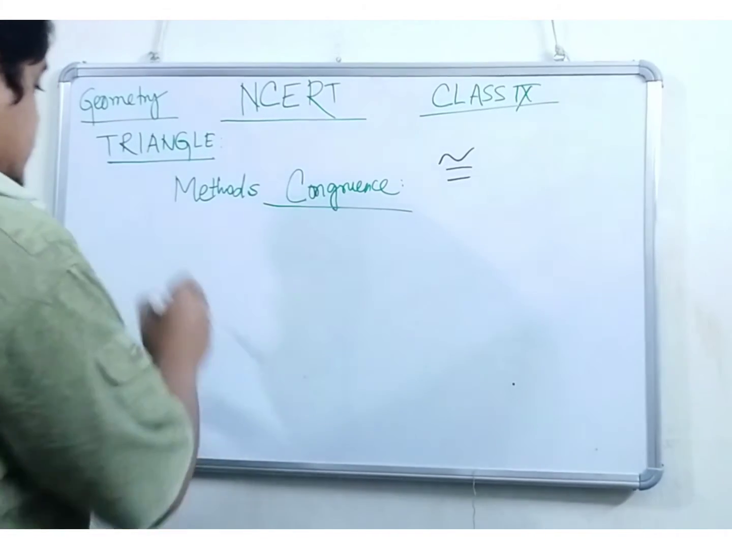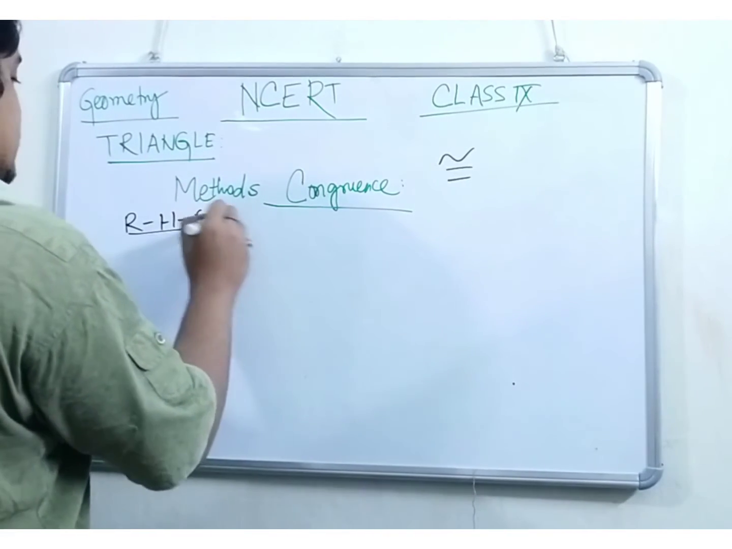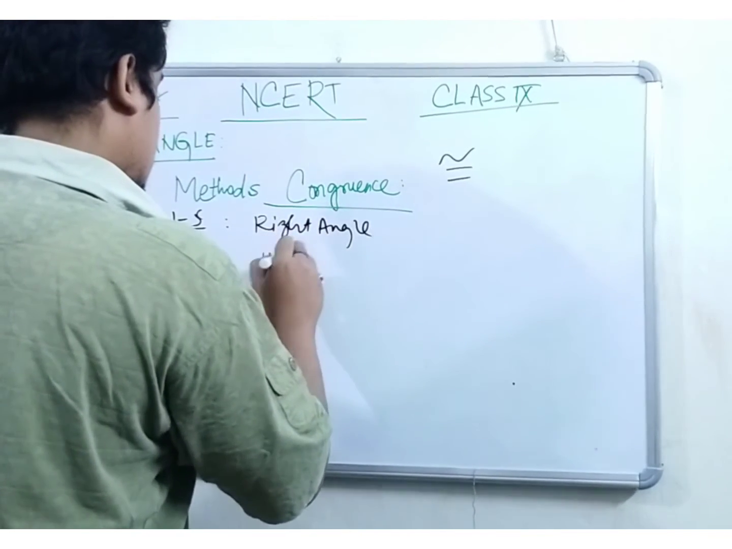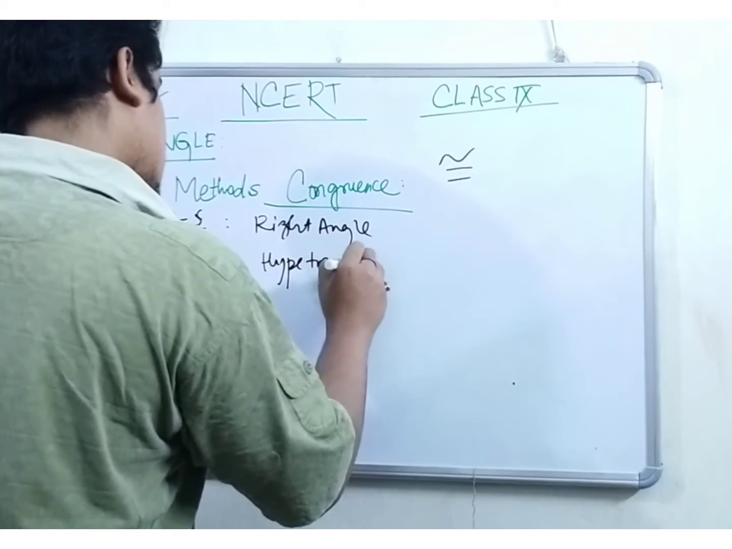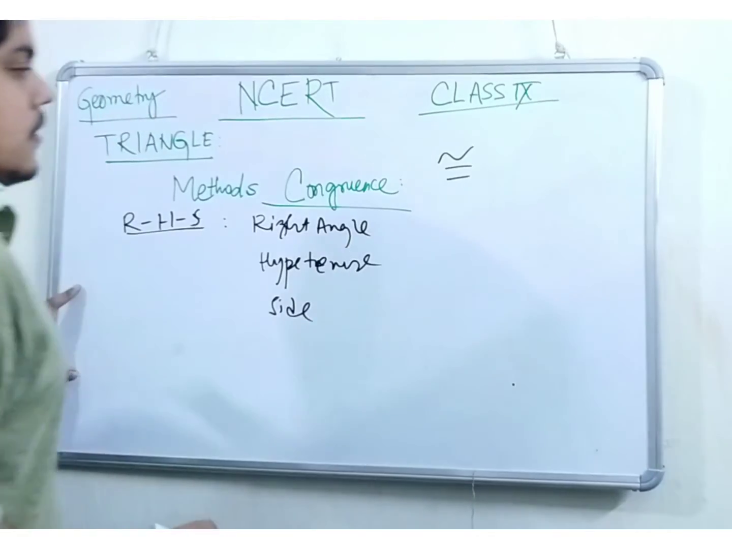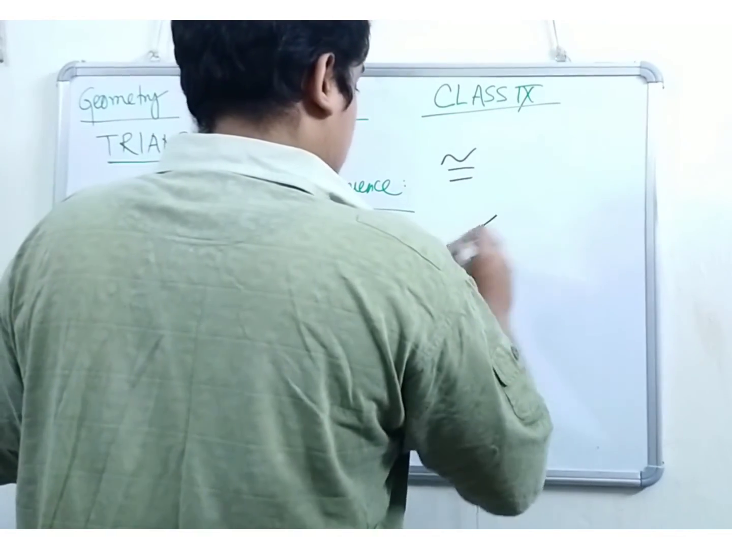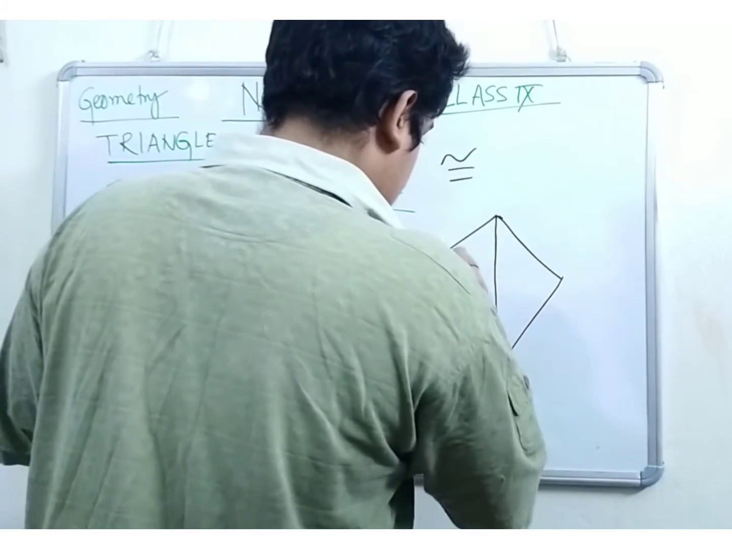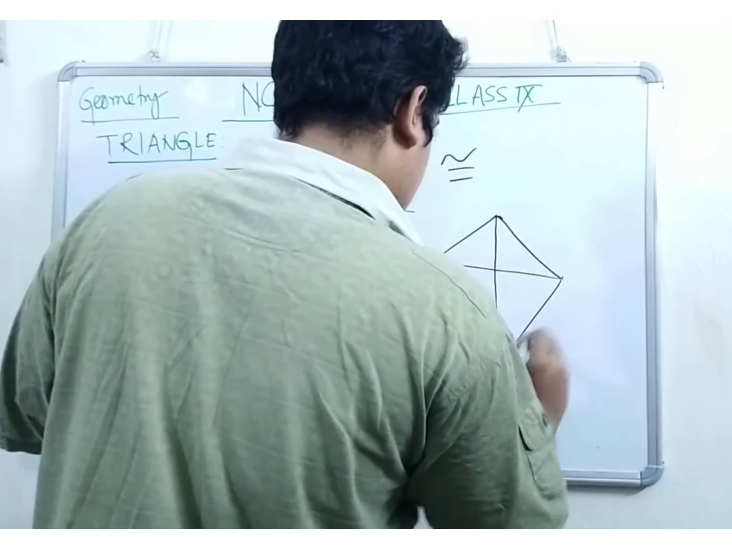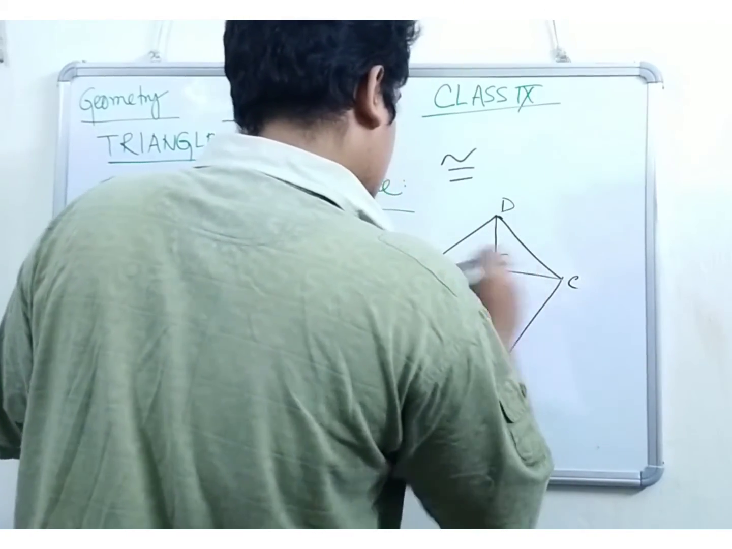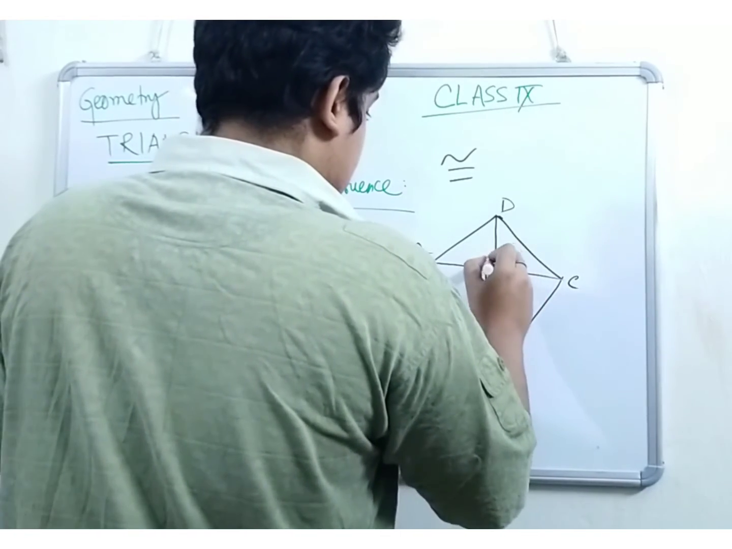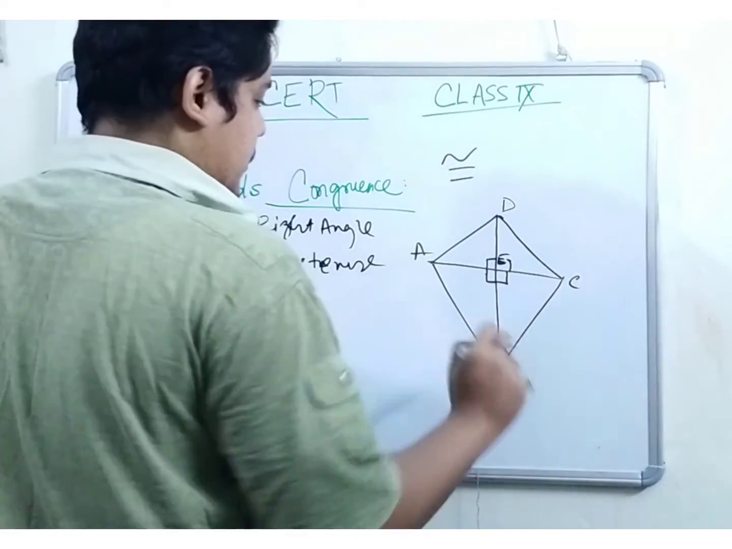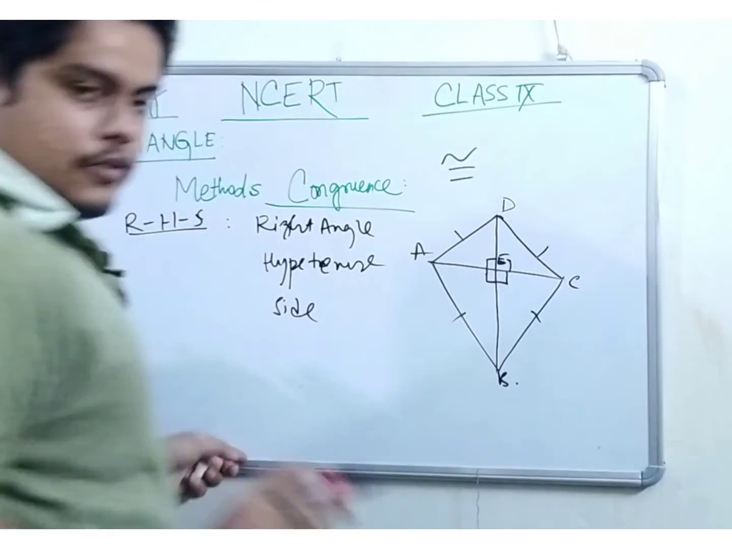And the last one is RHS, right angle hypotenuse side. For that I need to draw an example for you. I am drawing the triangle here. Here you can see these are the right angles, and these are the sides, the base, and this is the hypotenuse, you remember.